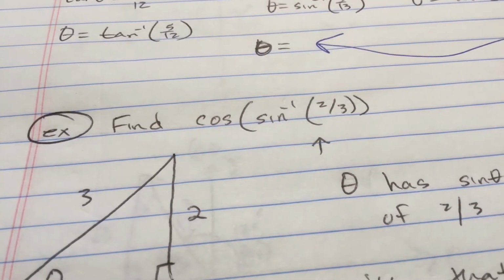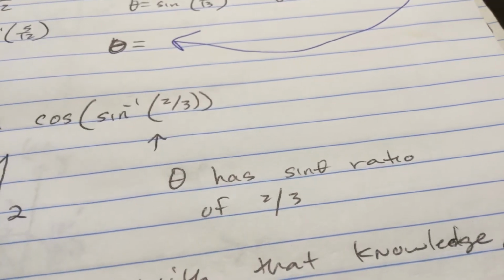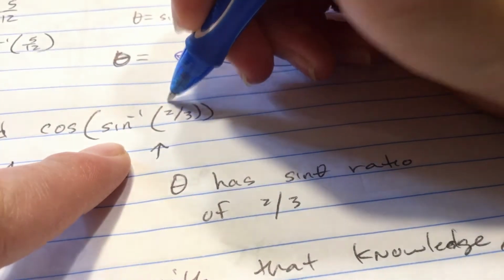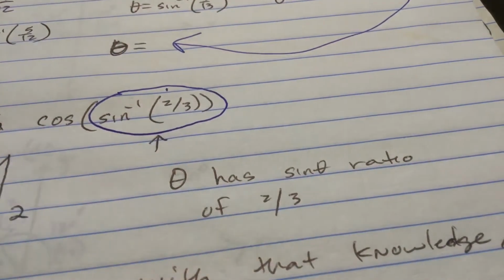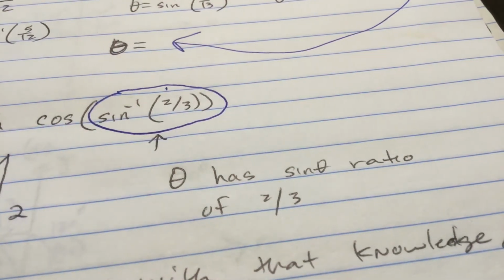What in the world does that mean? Well, this is telling you, remember, what goes here, we're talking about an angle. The sine inverse of 2/3 is going to give you an angle.